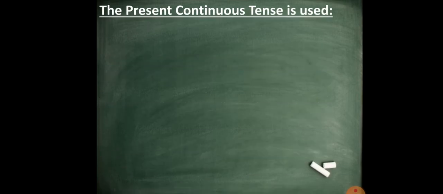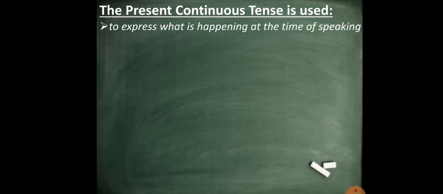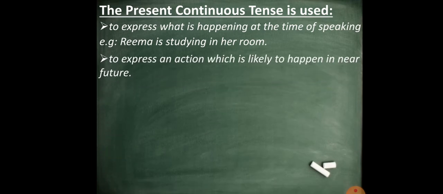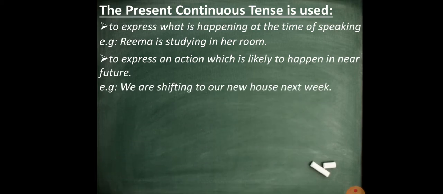Now we come to the second form, that is the present continuous tense. It is used to express what is happening at the time of speaking. For example, Rima is studying in her room. It is used to express an action which is likely to happen in near future. For example, we are shifting to a new house next week.